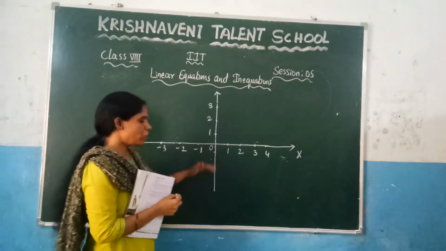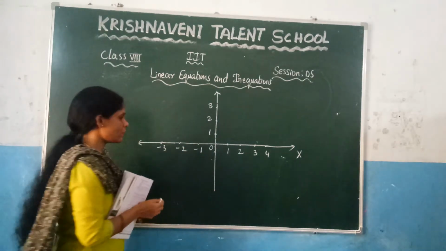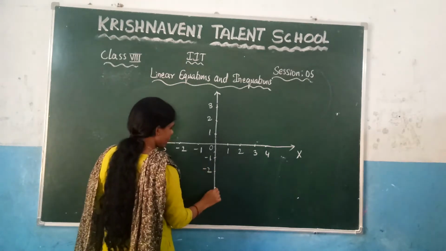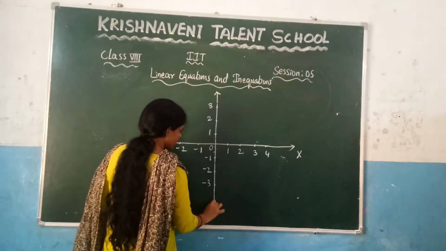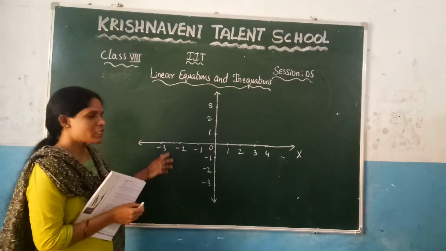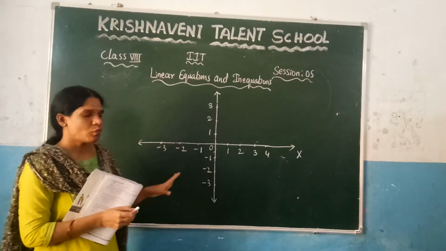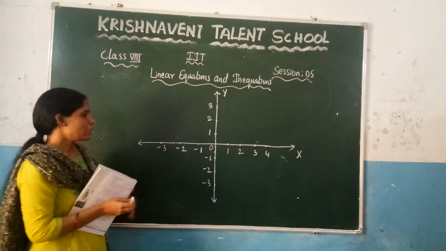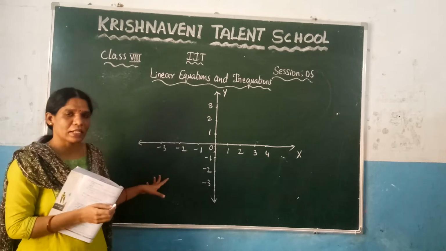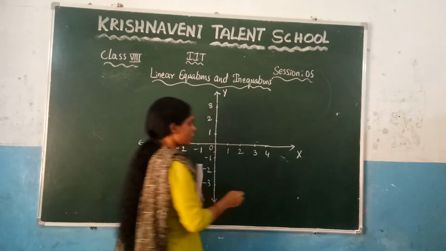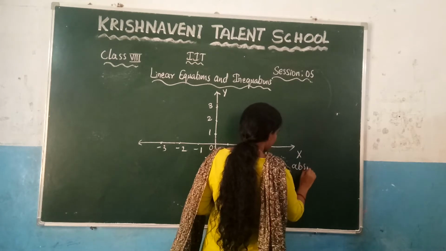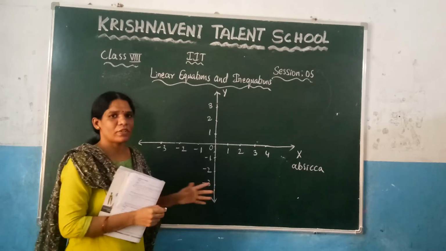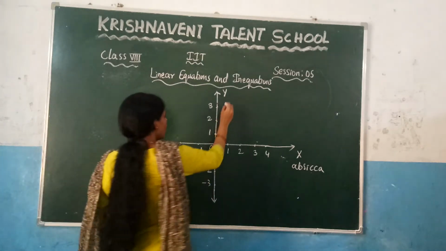Similarly, below 0 you will get the negative numbers. So write -1, -2, -3, and so on. This vertical line on a plane that we have drawn, we call the y-axis. The x-axis has another name, we call it the abscissa, and the other name for the y-axis is the ordinate.